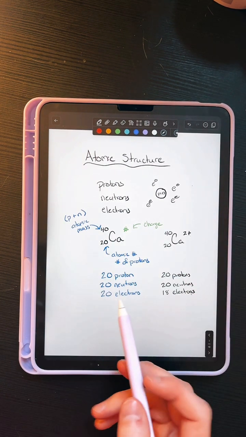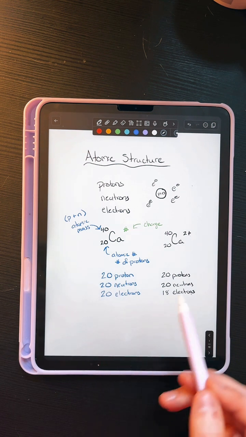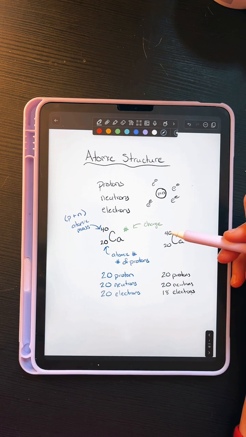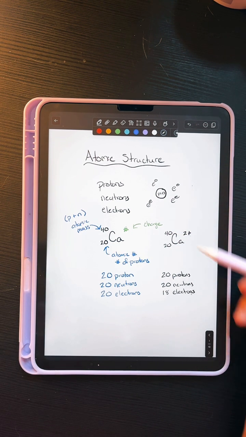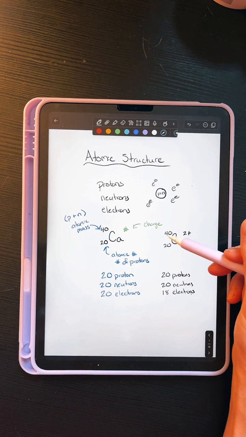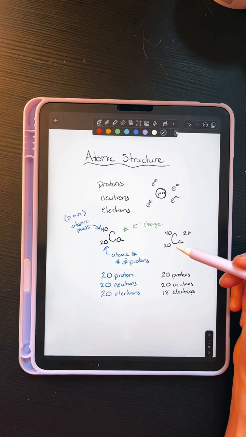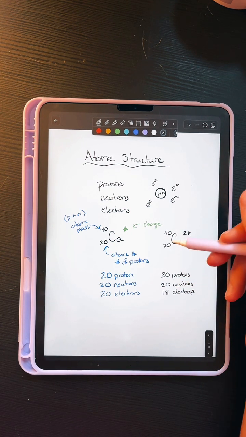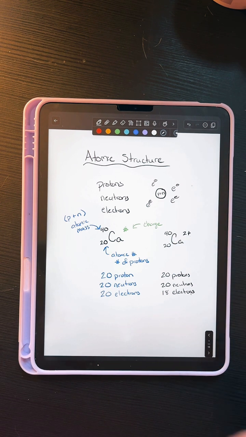So it's not always going to be the case where you have 20, 20, 20, or the same number of each. In fact, you could have a different number of neutrons too. This atomic mass number up here could be, let's say, 50. And if it's 50, then we know that our protons don't change, but our neutrons are going to change. And so we can just take 50 minus our 20 protons, and we would end up with 30 neutrons.